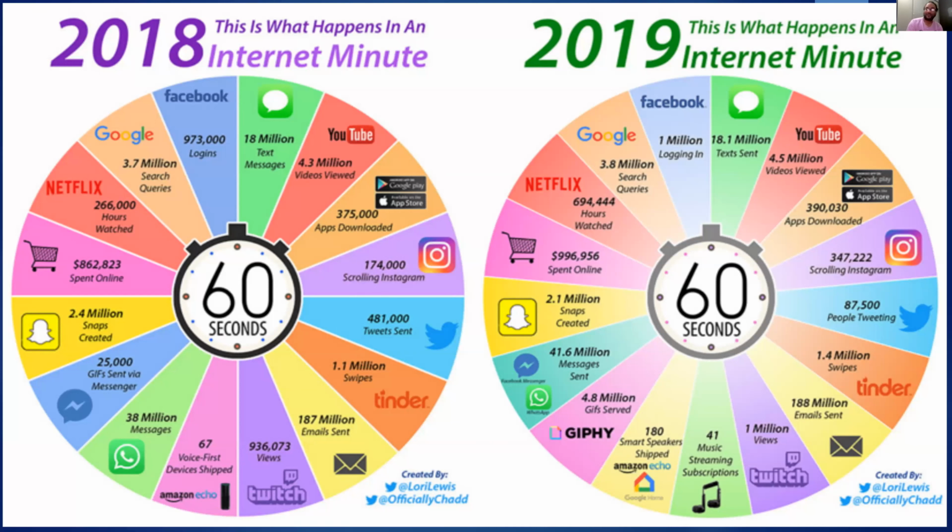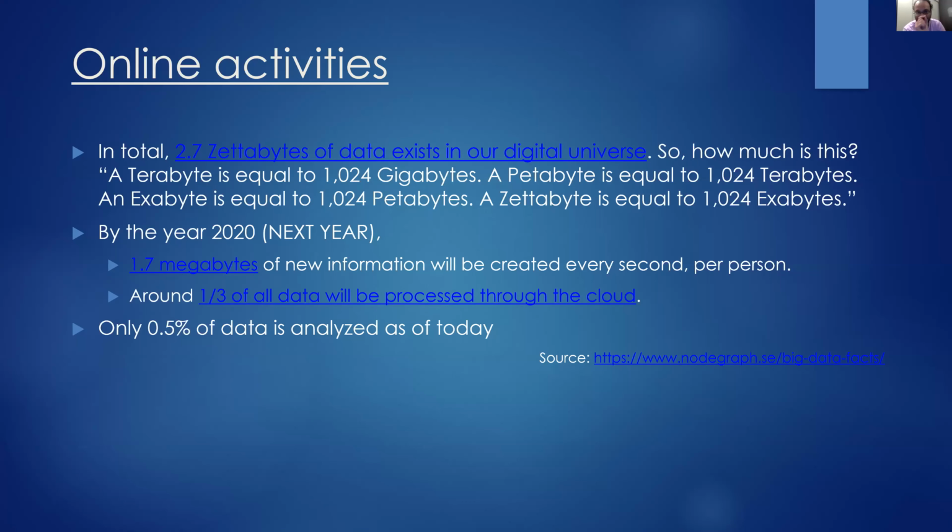Okay, so here is the concluding remark on this. In total, as of the end of 2019, we have 2.7 gigabytes of data existing in our digital universe. Our question is, how much is 2.7 gigabytes? For your reference, because we all know about gigabytes, terabytes and petabytes: a terabyte is equal to 1024 gigabytes, a petabyte is equal to 1024 terabytes, an exabyte is equal to 1024 petabytes, and a zettabyte is equal to 1024 exabytes.